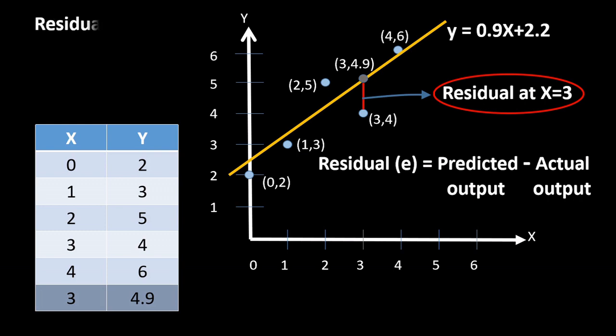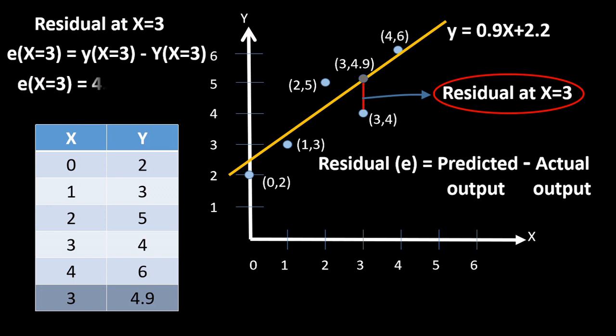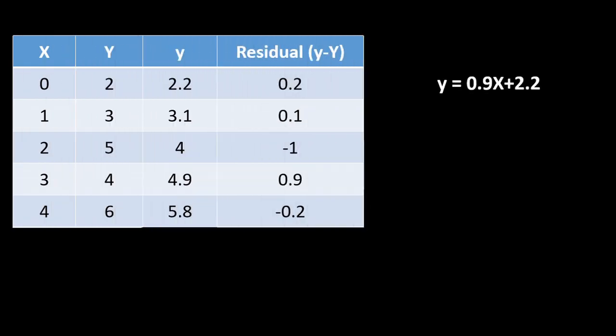So what will be the value of the residual at capital X equal to 3? It will be simply e at X equals 3 equals small y at X equals 3 minus capital Y at X equals 3. Now just substitute the value of small y as 4.9 and the value of capital Y as 4 to get the value of small e as 0.9 at X equal to 3. I have calculated similarly the values of residual for all the data and presented it in the table.